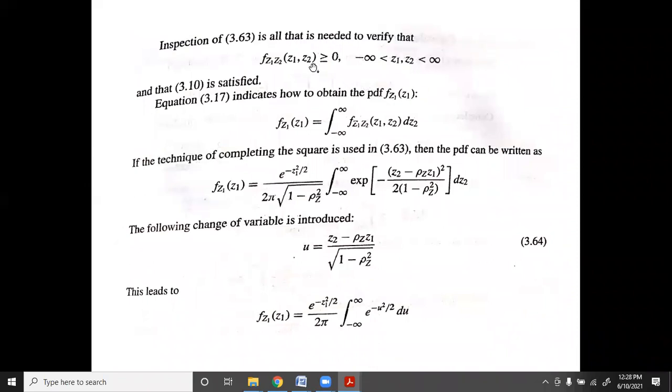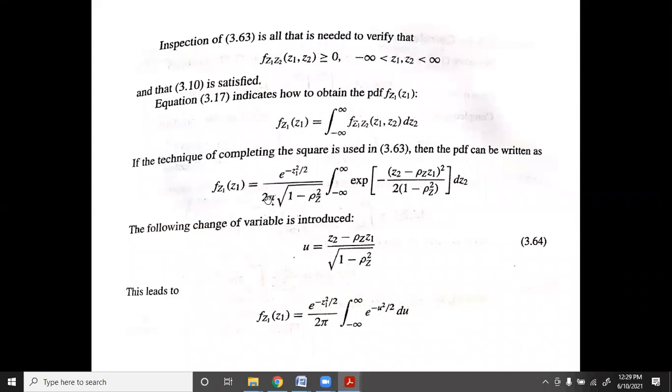So that gives us greater than 0 for all values of Z1, Z2 between minus infinity to infinity. That's the first condition. Then if you integrate this between minus infinity to infinity for Z2, you should get the probability density function for Z1. F of Z1 will be equal to the integral from minus infinity to infinity of the PDF of the bivariate Gaussian random variable dz2. This should be true.